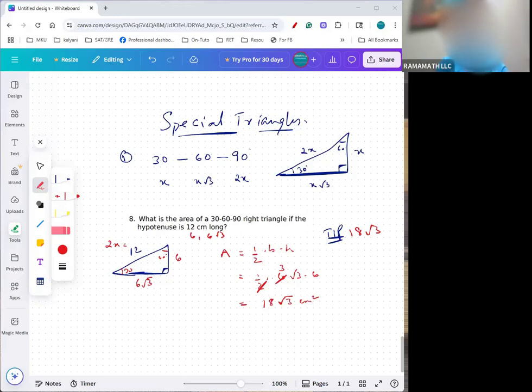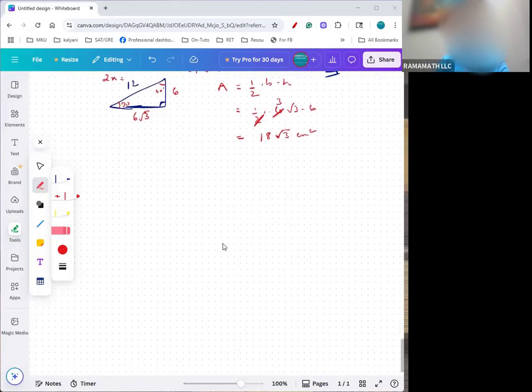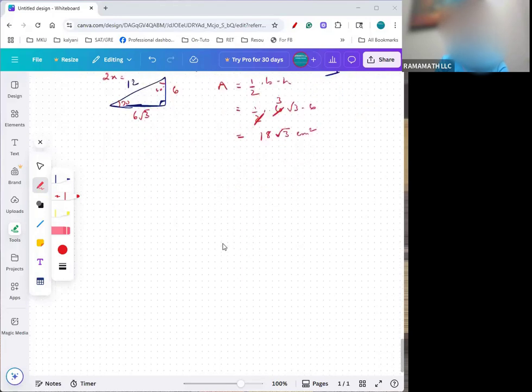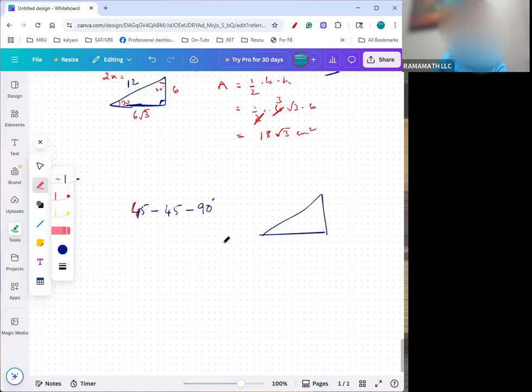Okay, so the 30, 60, 90 is done. Now we're going to move on to the special triangle, 45, 45, 90. Same thing in 45, 45, 90 also. The sides are x, x, and x rad 2. I put x rad 2 because that will be easier.